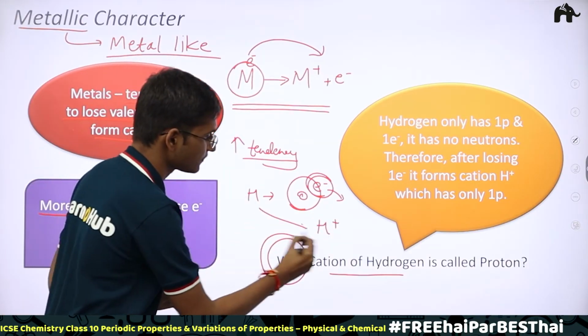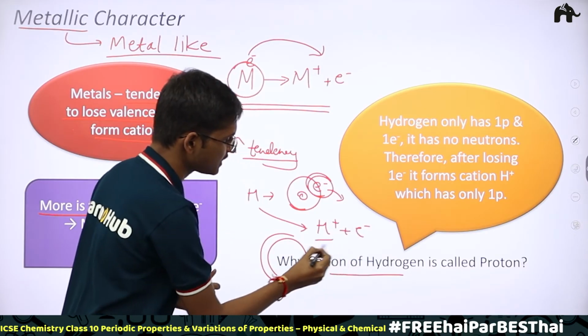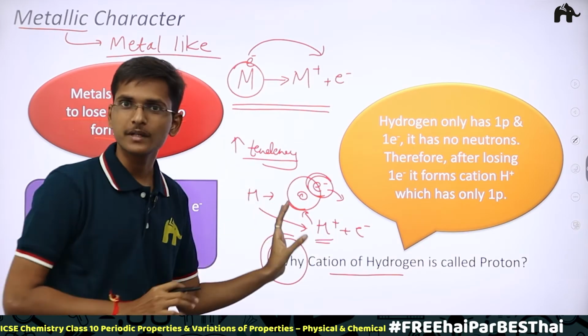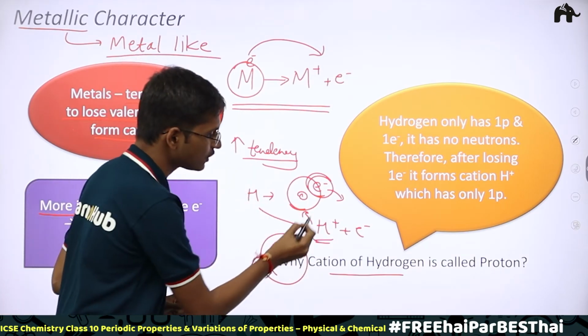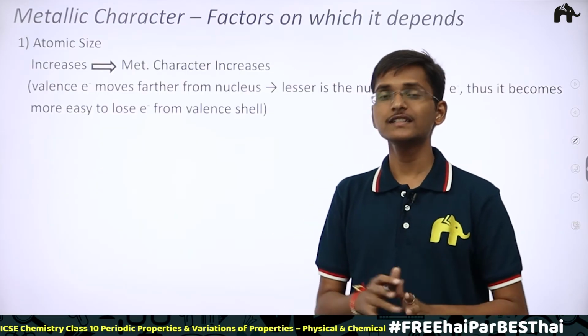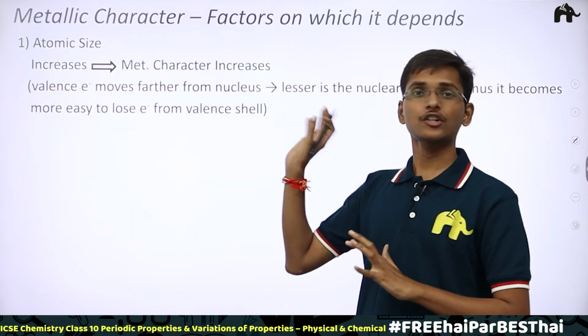Now, see, what is remaining now? Just one proton is remaining, right? That's why we call this cation of hydrogen a proton. Okay, now let's see the factors on which the metallic character of an element depends.